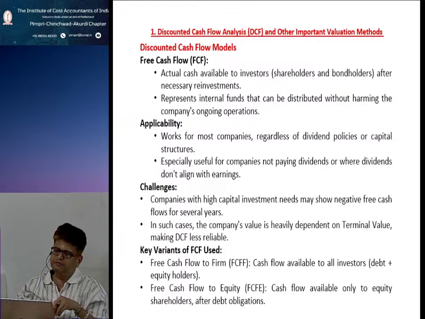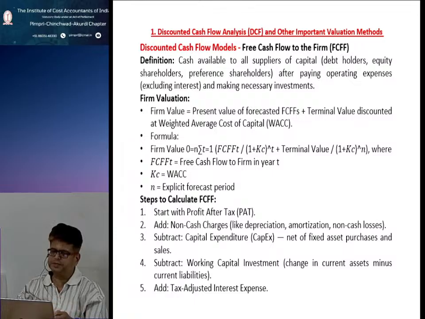The key variants of FCF used are the free cash flow to the firm, FCFF, which is cash flow available to all investors, whether debt or equity holders. The second variant is FCFE, free cash flow to equity, which is cash flow available only to equity shareholders after debt obligations. These are the two variants of free cash flow, which is the essential part of the discounted cash flow model. Now let's understand both. Free cash flow to the firm, FCFF, by definition, is the cash available to all suppliers of capital, debt holders, equity holders, preference shareholders, after paying operating expenses excluding interest and after making necessary investments.